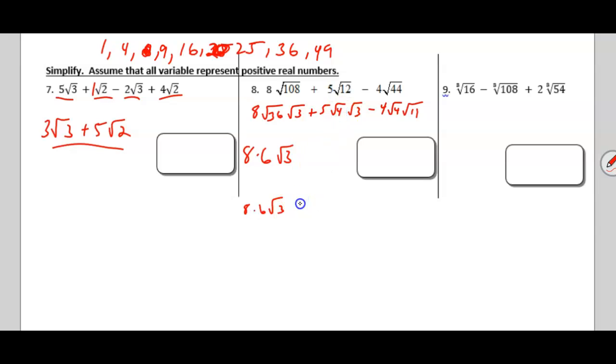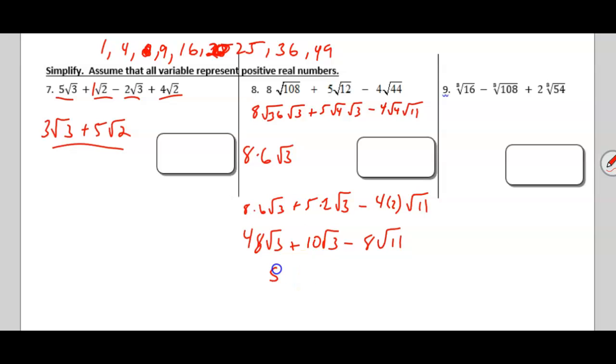Then right here you have plus 5, the square root of 4 is 2. And then you still have square root of 3. And then you have minus 4, and then square root of 4 is 2, and then square root of 11. So when you simplify this, you get 8 times 6 is 48. So 48 square root of 3 plus 5 times 2 is 10 square root of 3 minus 8 square root of 11. So you simplify this.